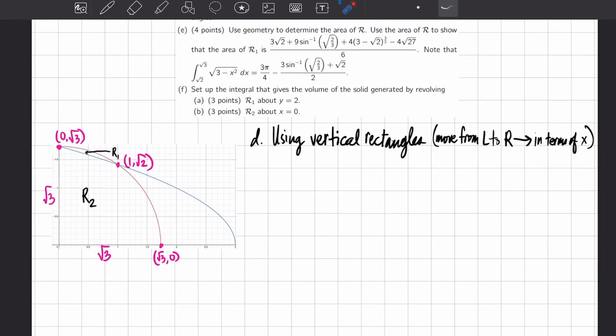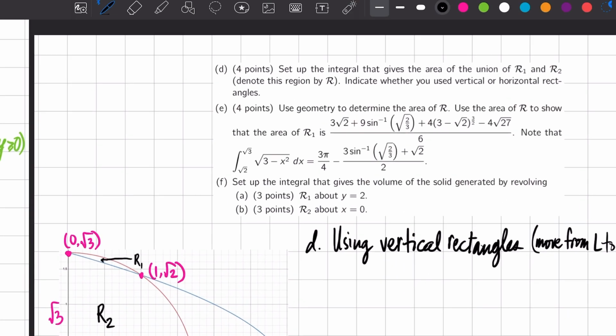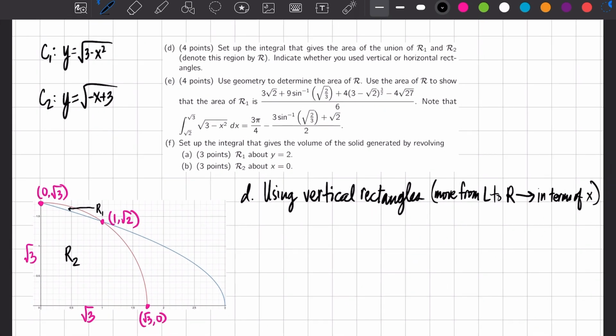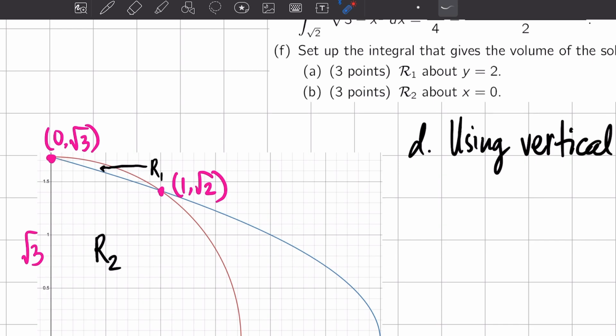Luckily, our functions are written in terms of y equals f of x. Let's put them here. For C1, y equals the square root of 3 minus x squared. Then for C2, y equals the square root of negative x plus 3. Okay? So for us to set up this integral, we will do it for both the first region and the second region.